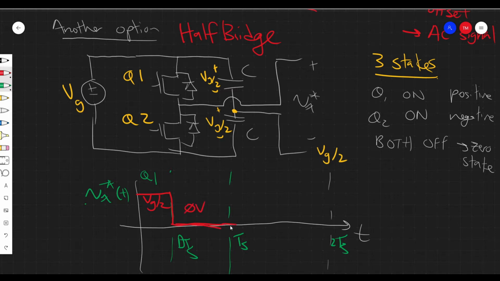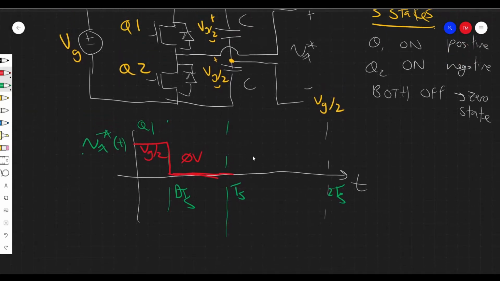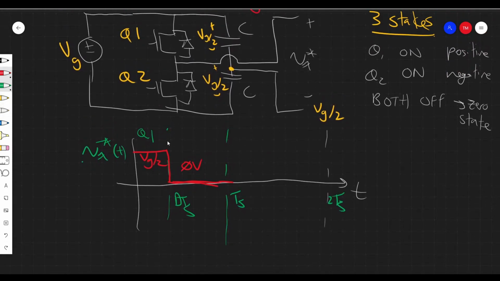And then again, in the second half of the switching cycle, over here, again, this length is DTS. And here Q2 is going to conduct, right? So if Q2 conducts, then we bring this node to ground. This goes to 0 volts. The difference between the positive and negative is now negative Vg over 2, right? And again, we go back to the 0 state by turning everything off. And this is the waveform we get.